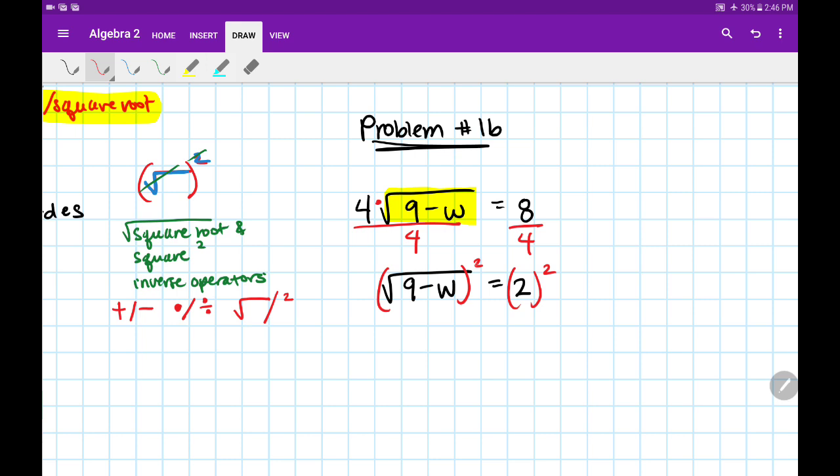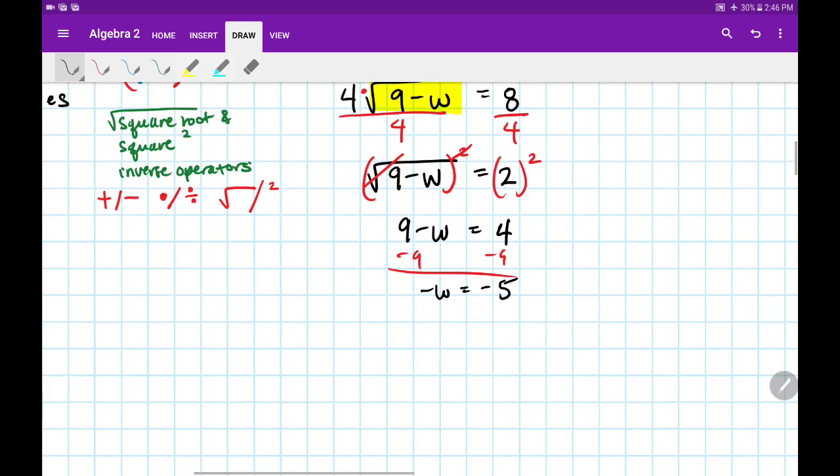So when I put the square on the left side, it cancels my square root. I'm left with 9 minus w equals not 2, but 2 squared. So we've got to square both sides, and I'll get 4 on the right side. Okay, now it's a simple algebra problem. We just need to get w by itself. So I'm going to subtract 9 on both sides. And I'm left with negative w equals negative 5. And in the final step, I'll divide both sides by negative 1.